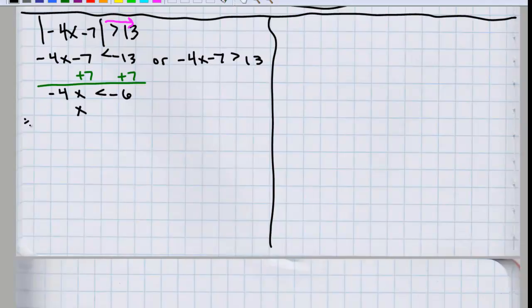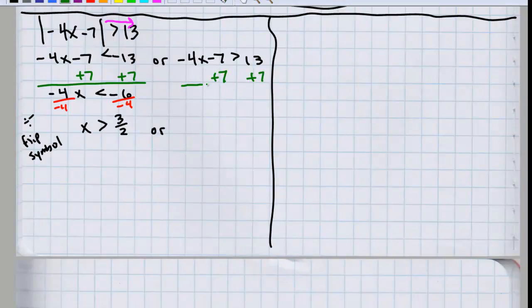Remember, when we divide by a negative, we flip the symbol. I'm dividing by a negative 4. So x is greater than positive 3/2. On the right-hand side, we add 7. Negative 4x is greater than 20. When we divide by negative 4, we have to remember to flip the inequality symbol. So x is less than negative 5.